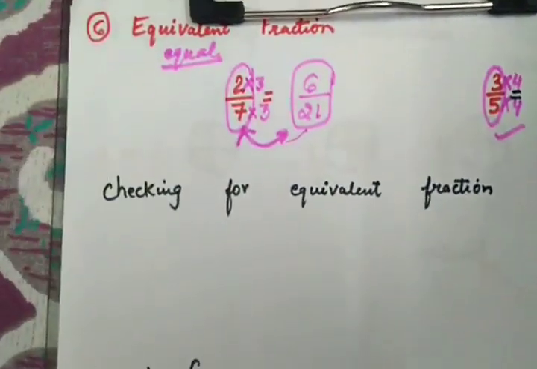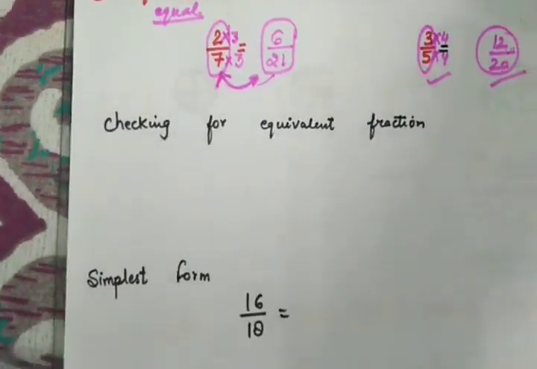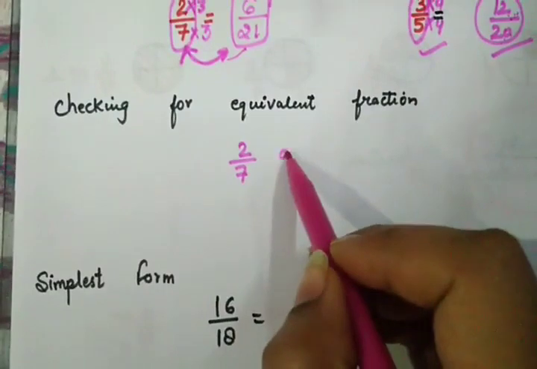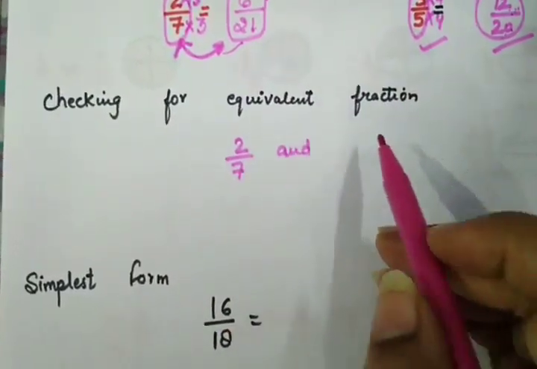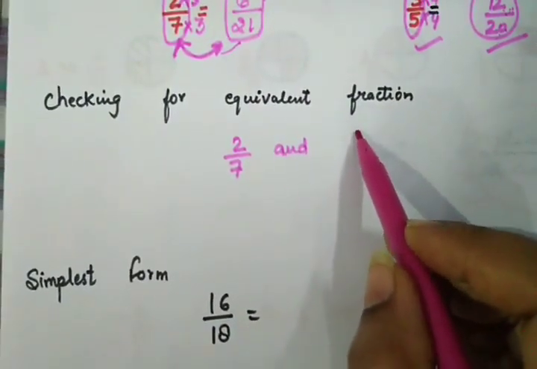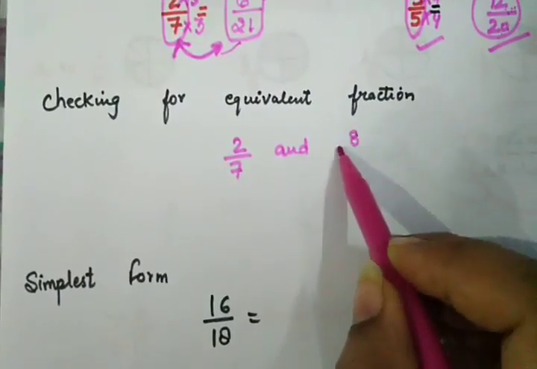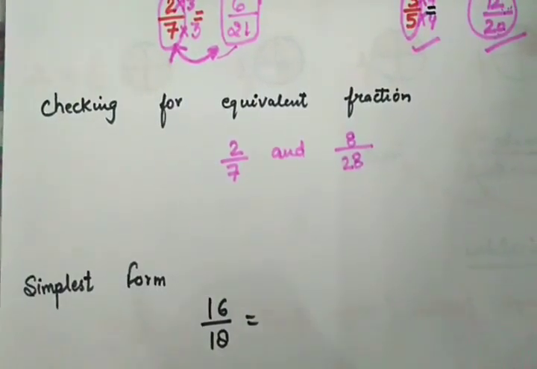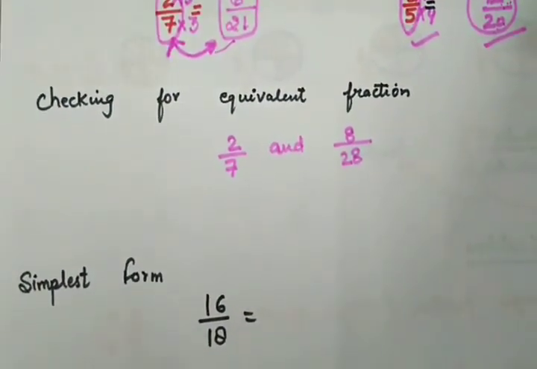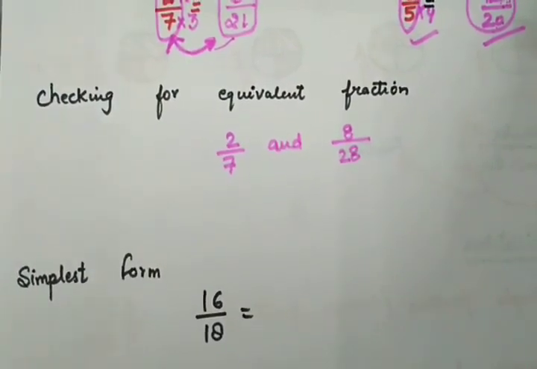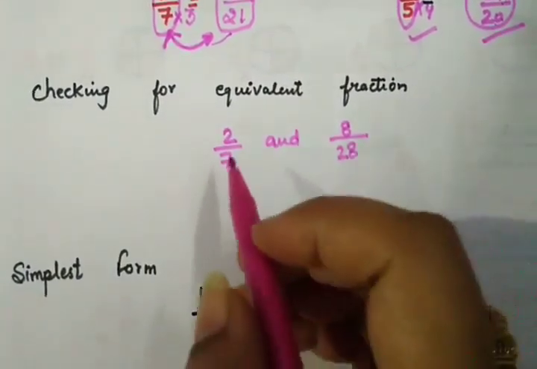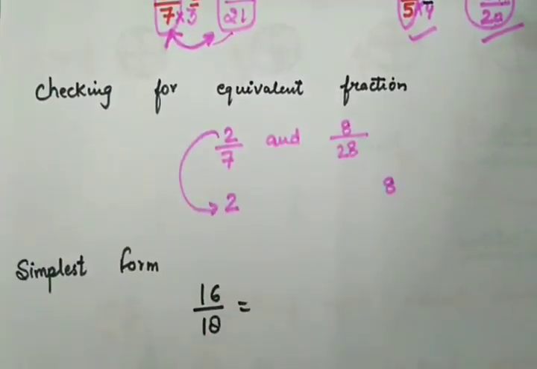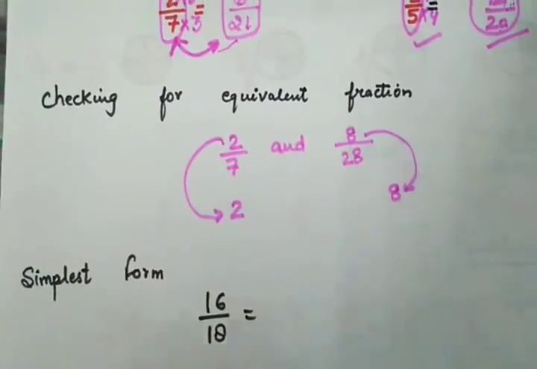Now next is checking for equivalent fraction. Suppose they give you one question as 2 upon 7 and one more fraction, let's take 8 upon 28, and they are saying check whether the two fractions are equivalent or not. So there is a very easy technique for that. What you need to do, keep the numerators the same. Here the numerator was 2, so I have kept it 2. Here it was 8, so I have kept it 8.